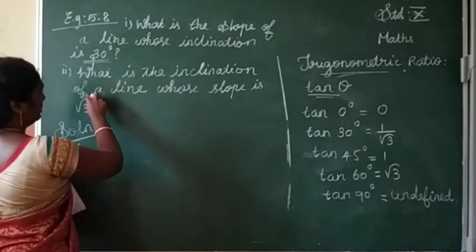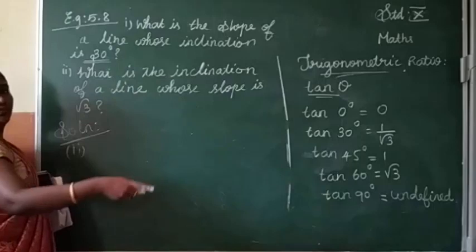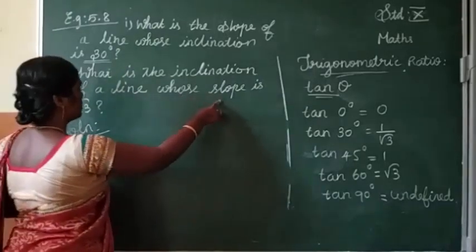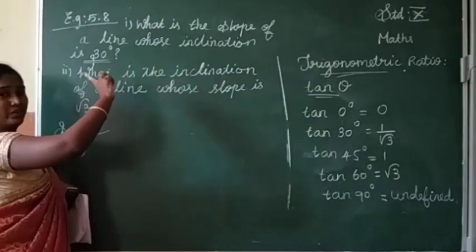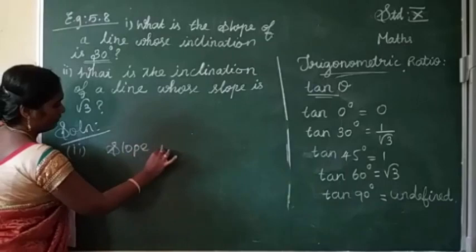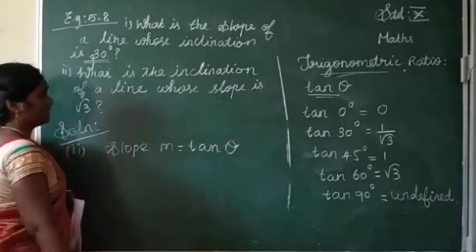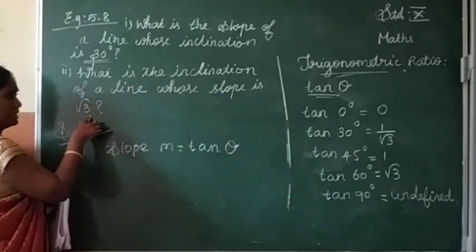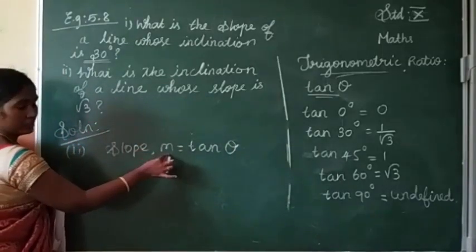See, what is the inclination of a line? So here we are going to find out the angle value whose slope is √3. So slope value they already given. We are going to find out the angle value. So here also we can use the angle formula because we are going to find out the angle. M is equal to tan theta. Whose slope is √3. Here m letter denotes the slope.